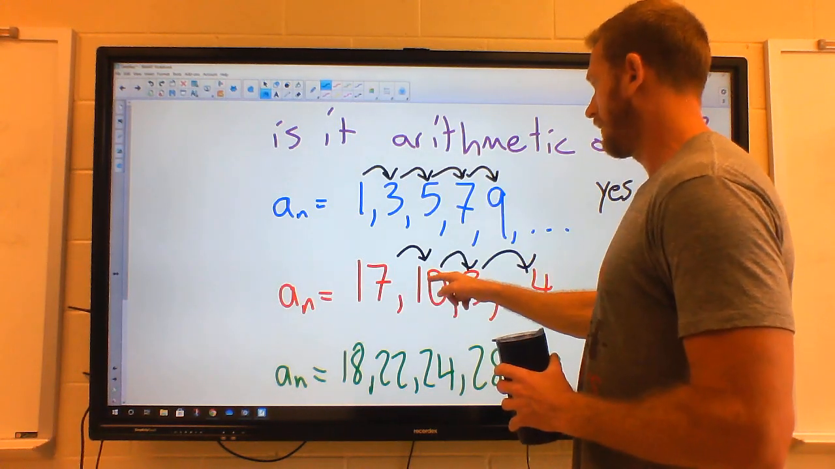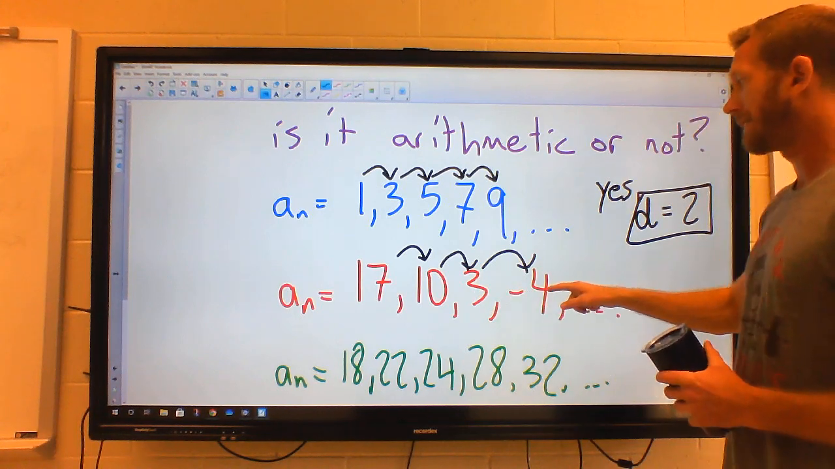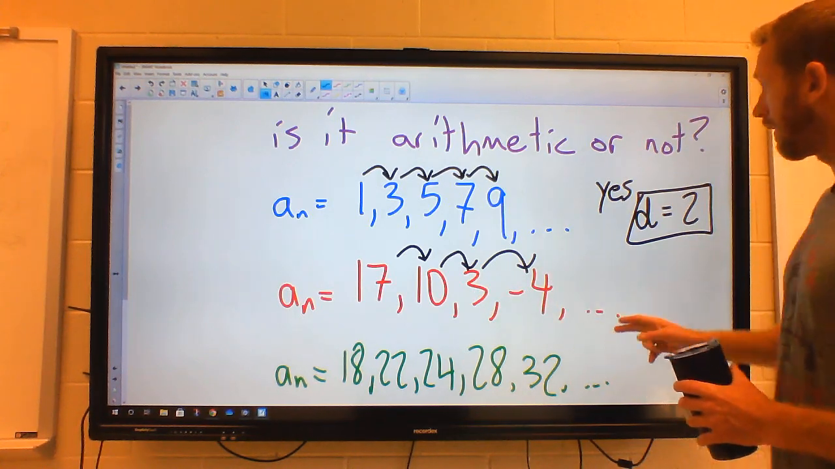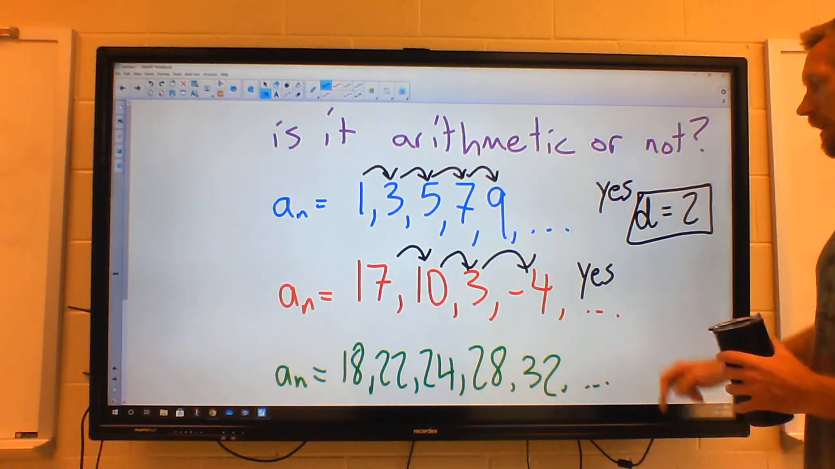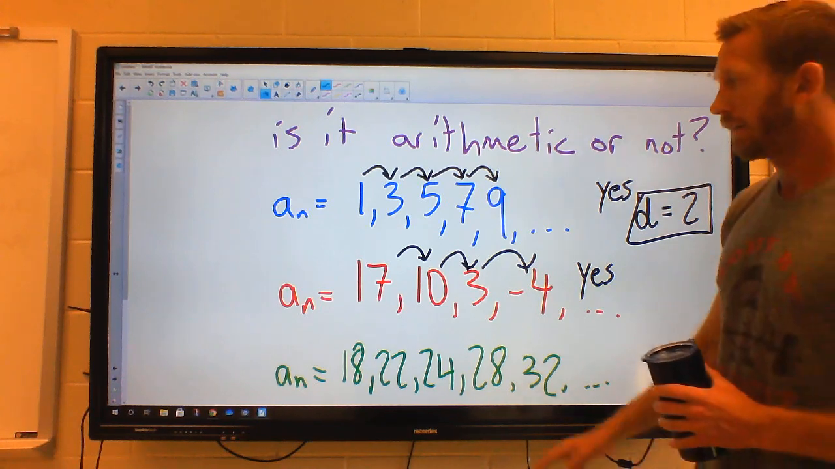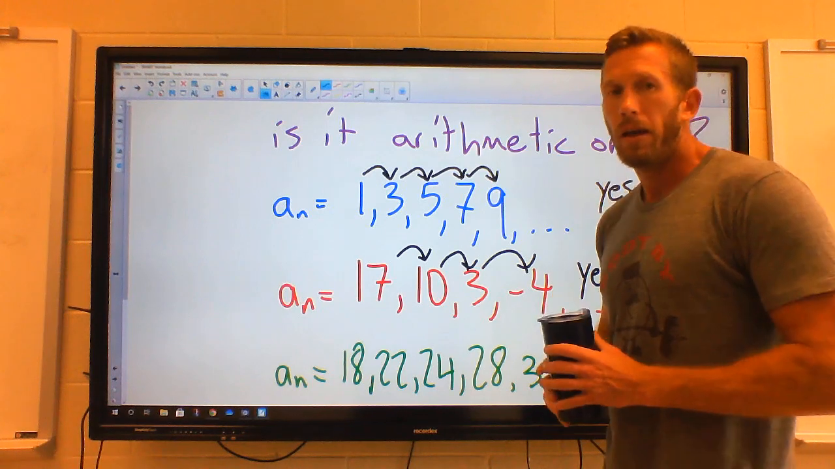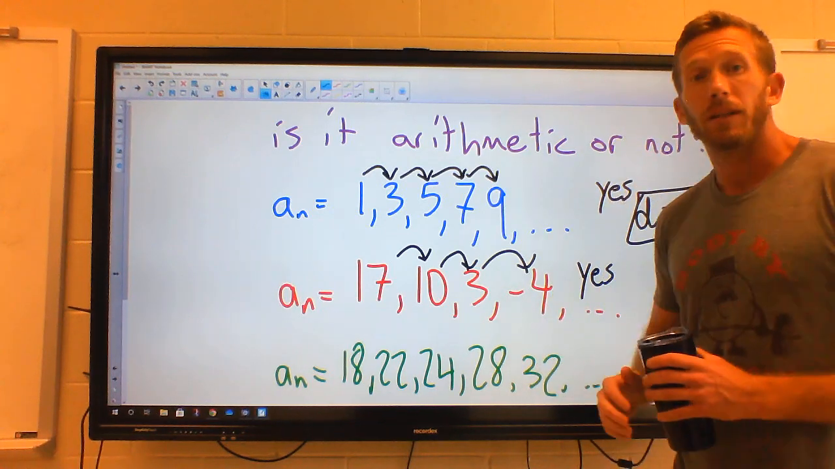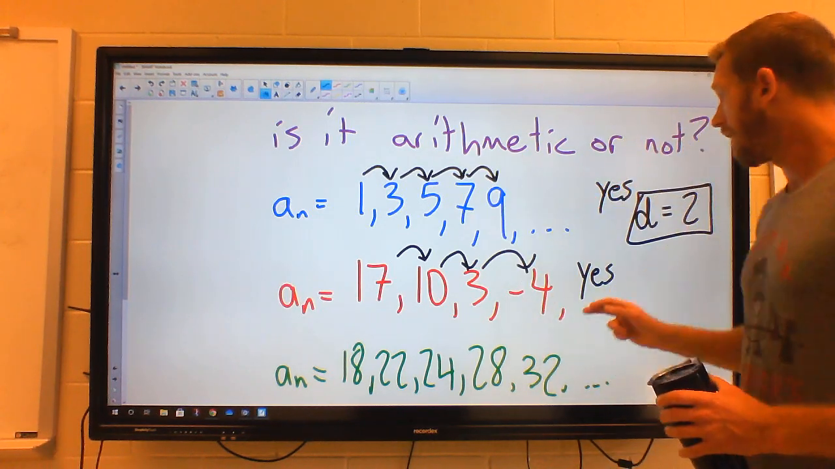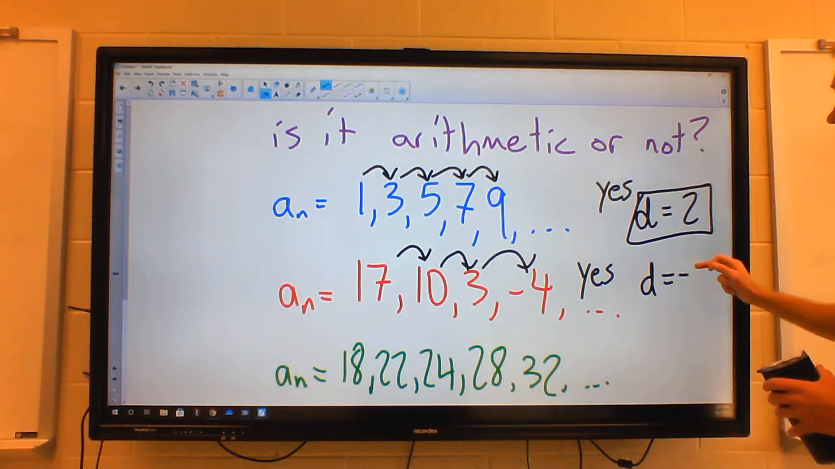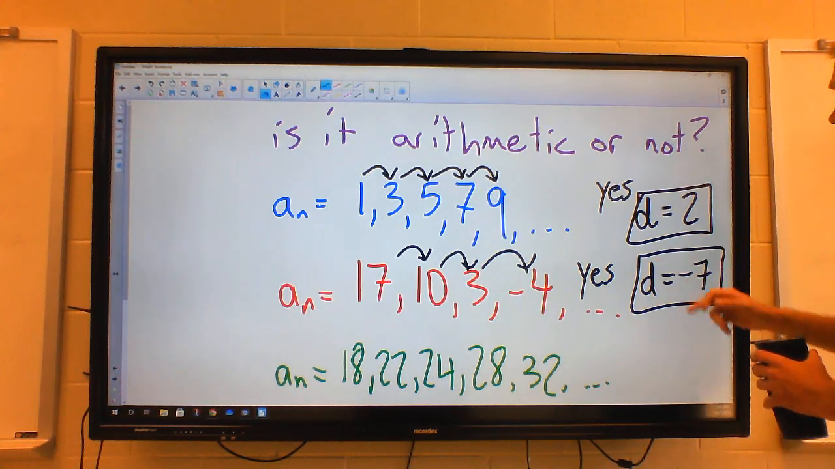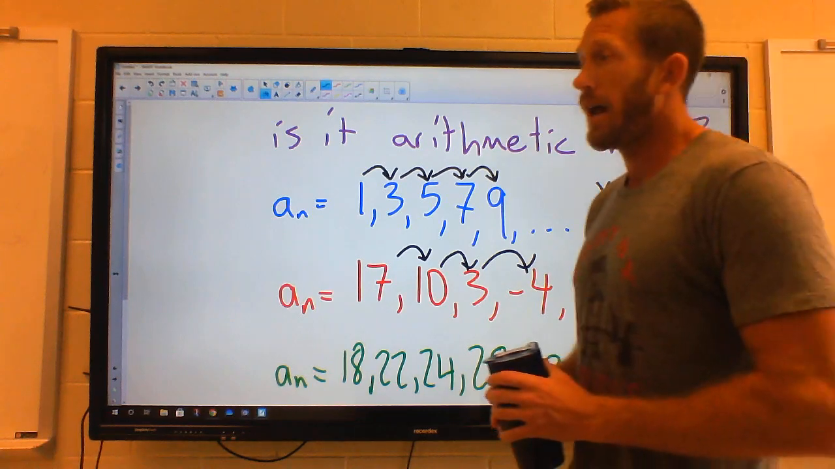We subtract 7 again, subtract 7 again. Yes, it is arithmetic. Now, we would not ever classify this technically as subtracting 7. That's not how we deal with arithmetic sequences. We would deal with this as adding a negative 7. So common difference is negative 7. We are adding a negative 7.